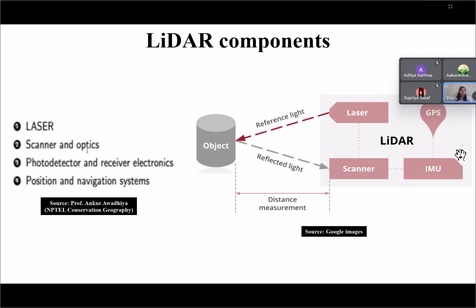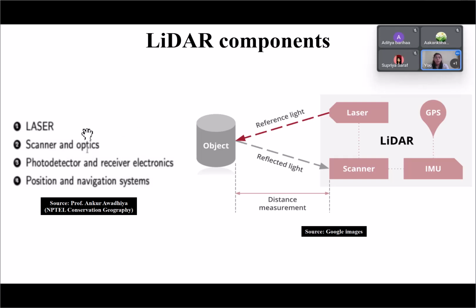So if you have to define the components of lidar, your laser is the first thing, that is basically the light or the beam of light that is being focused. Scanner and optics is what detects the light back. Photodetector and receiver electronics: once the sensor has detected the light, there will be a photodetector and receiver electronics that decodes this light that has just been received. And then you have the position and navigation system, which puts coordinates on the image.